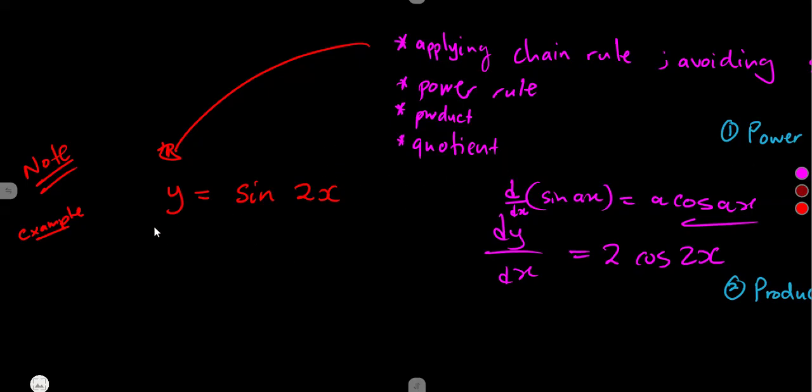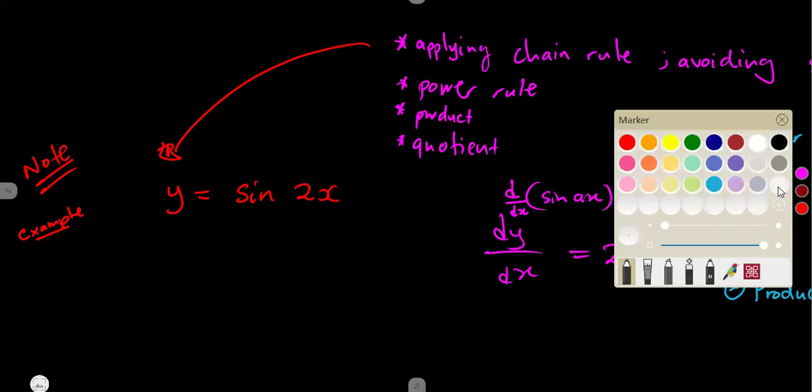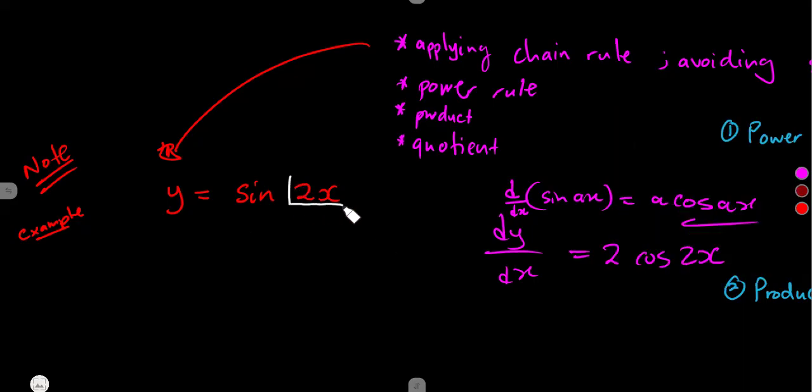We want to branch this. We want to apply the chain rule. Remember the chain rule: we are supposed to have a function of a function. So in actual sense, we were supposed to take this 2x and have it as a function, to say let u be equal to 2x, so that this will be given as y is equal to the sine of u.